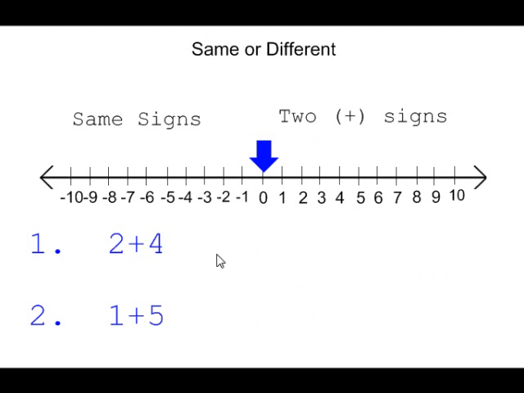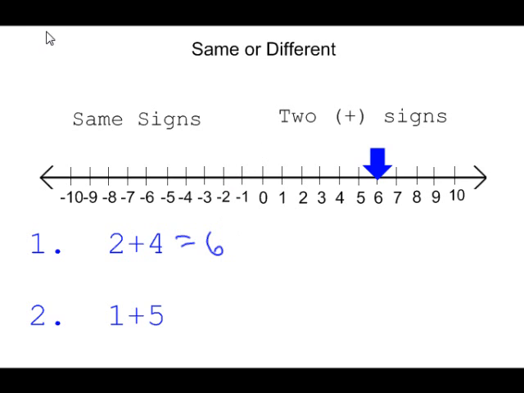Okay, let's take a look at problems 1 and 2, and we're going to look at problems that have the same sign. If you notice, that's going to be a positive 2, and then it says a plus sign with the 4, and that's a positive 1 and a plus sign for the 5. So basically the first problem is 2 plus 4. I'm going to start at 2, and then I'm going to add 4, which is 1 right, 2 right, 3 right, 4 right. Well, there should be no shock there that the answer was 6.